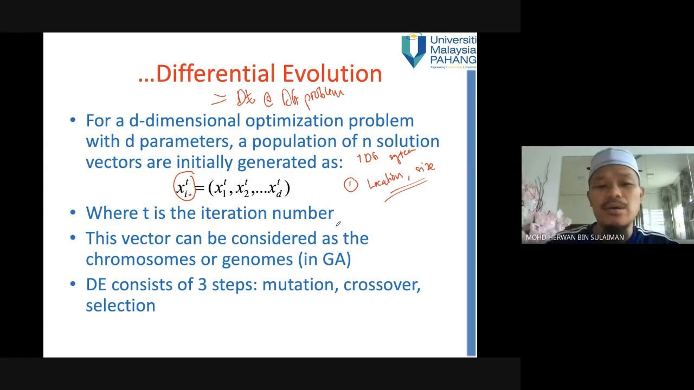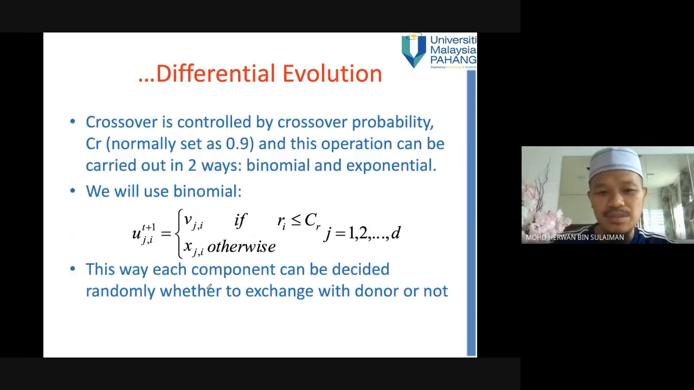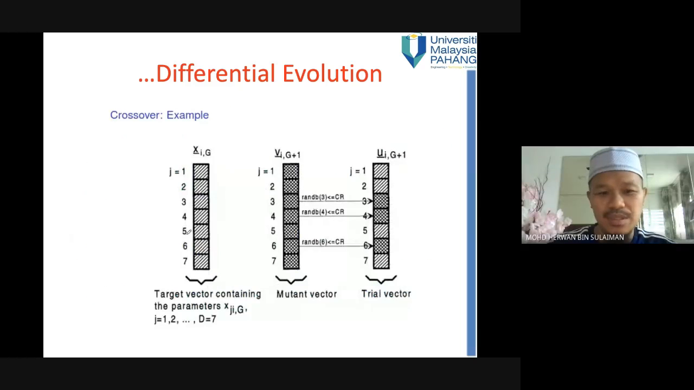The important thing is the evaluation function. This depends on the objective that we want to solve. DE consists of three steps: mutation, crossover, and selection. We will look at these in detail later, because we have discussed this example previously.